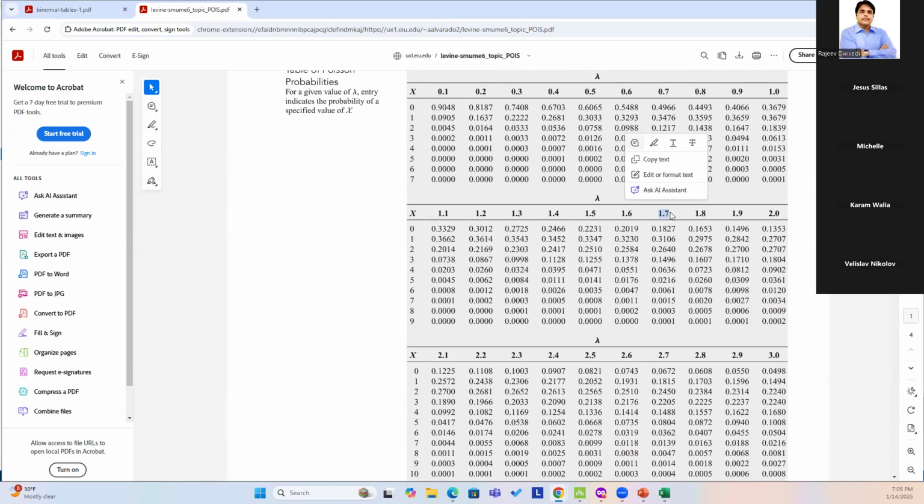Now we were looking for this: 1.7, and it is asking for x equal to 2 or less. So you sum 18% plus 31% plus 26%. 26 plus 31 is 57, plus 18 is 75, plus some decimals. So basically you can see the same answer right here.